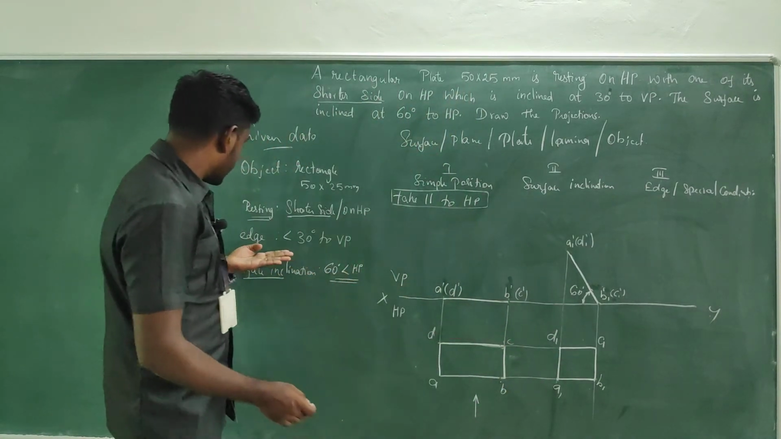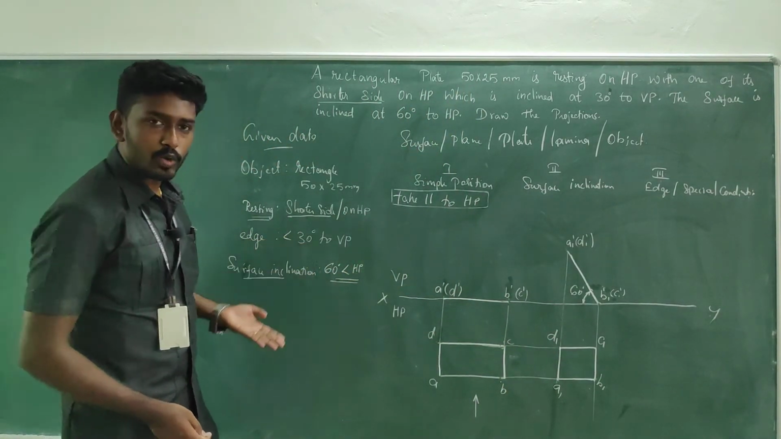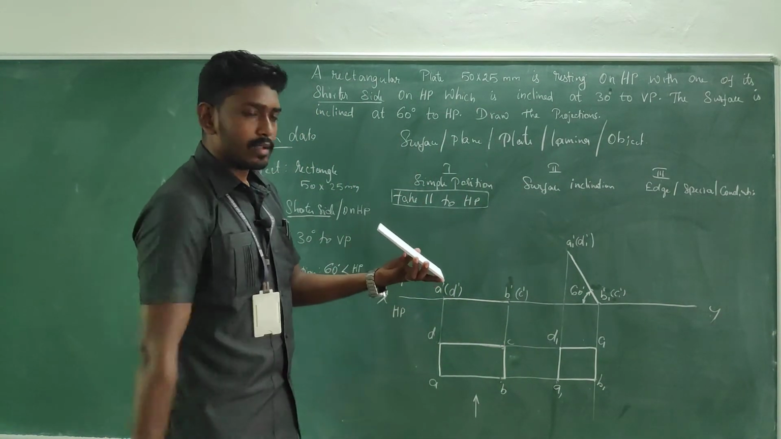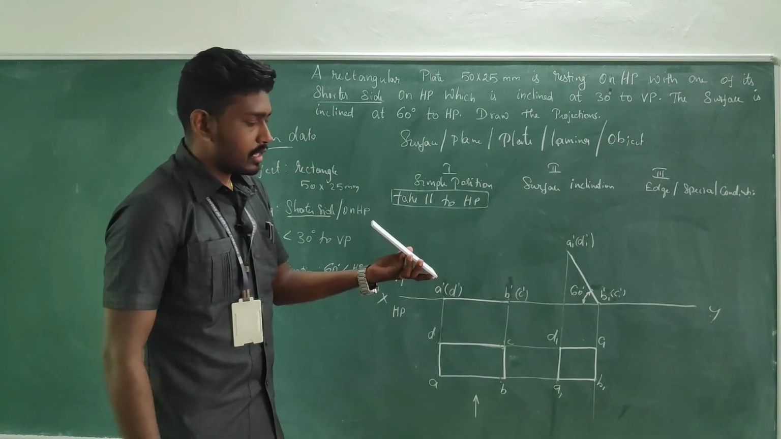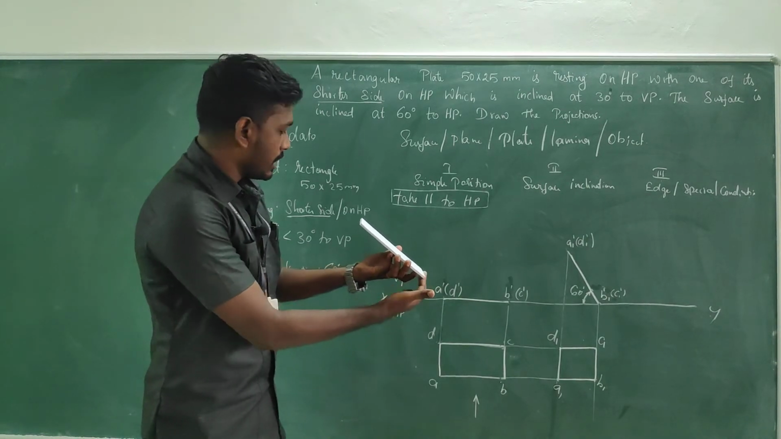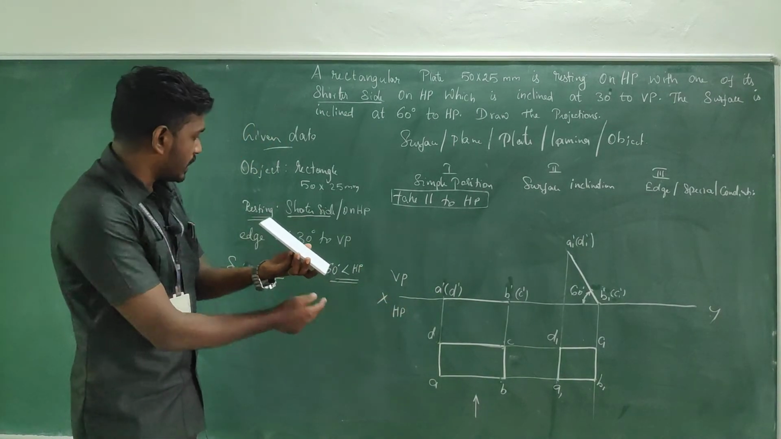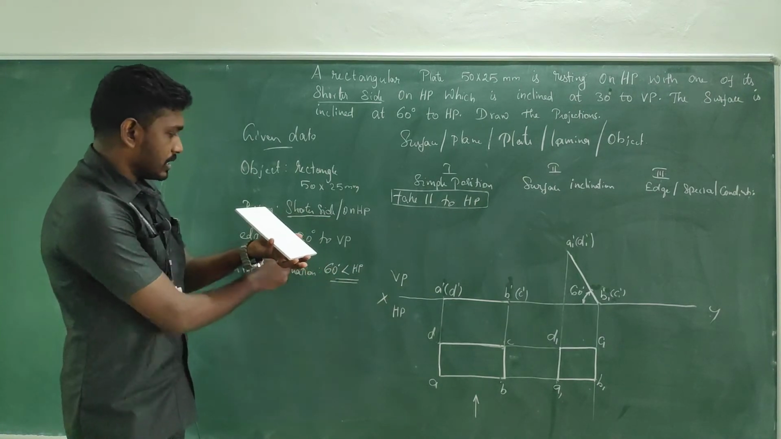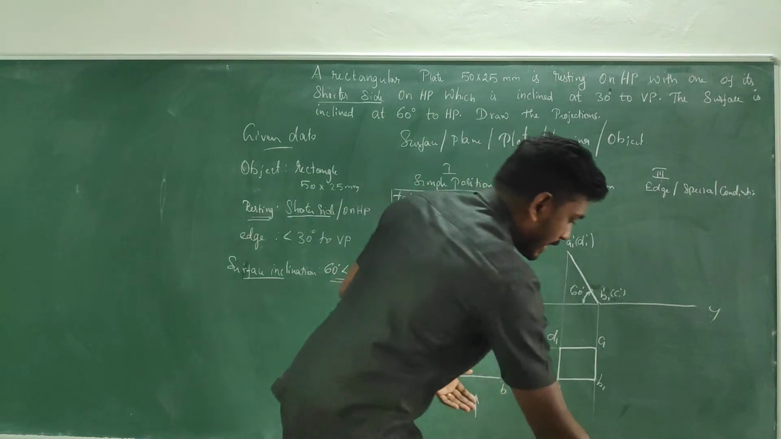Edge inclination. The edge is inclined at 60 degrees to the HP. As far as now, we have completed this much, right? Now what we are going to do is, the edge which is resting on HP, the shorter side, should be tilted at an angle of how much? 30 degrees. So how can it be done?